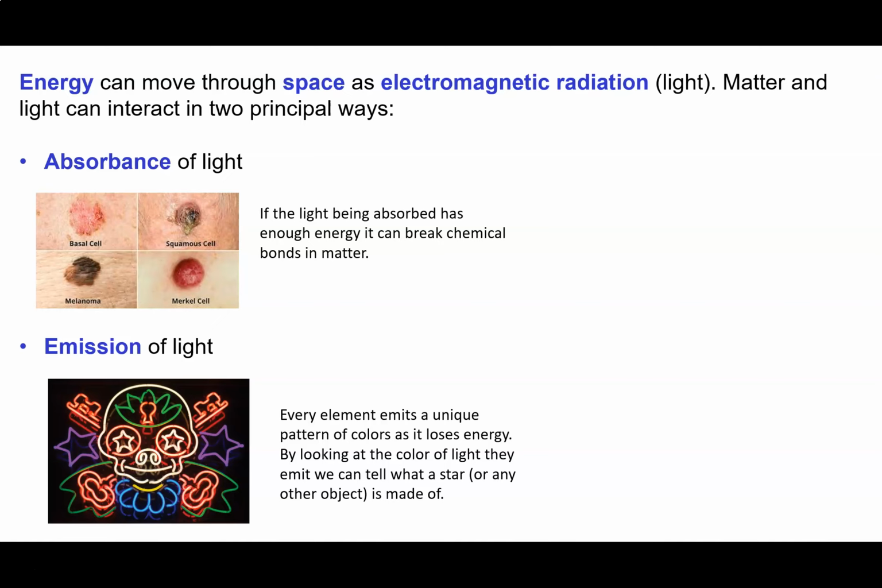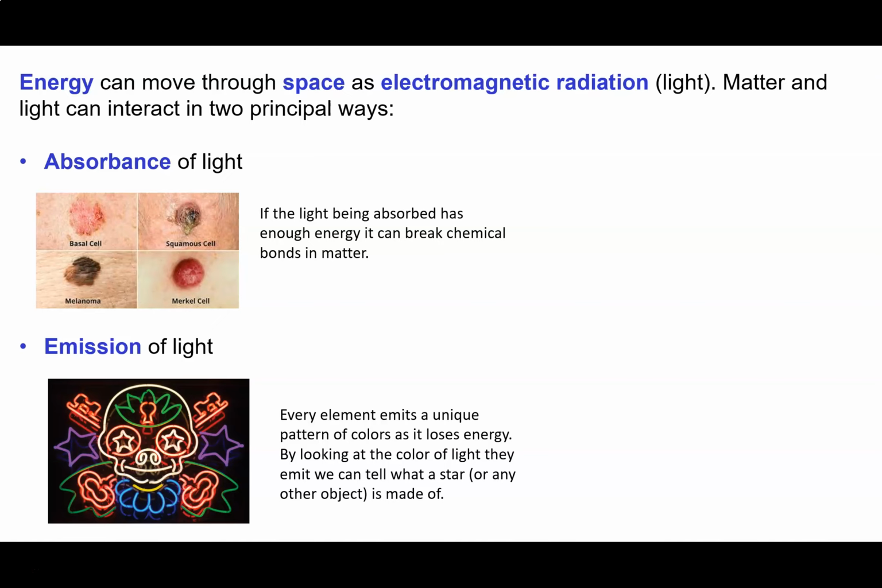The other way that electromagnetic radiation and matter are related is when a sample of matter loses energy by emission of light. If I energize a sample of matter and then allow it to relax and lose that energy, I'll see emission of light. This is probably most commonly seen in a lamp that has a tube of gas. We energize that gas with electricity, and then as we allow that gas to relax, it emits light.